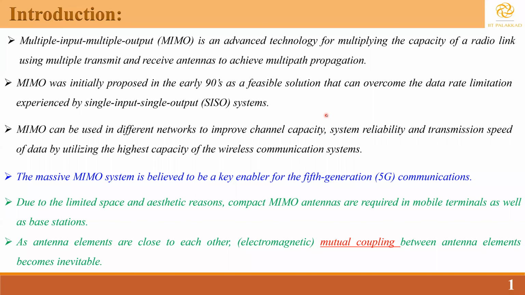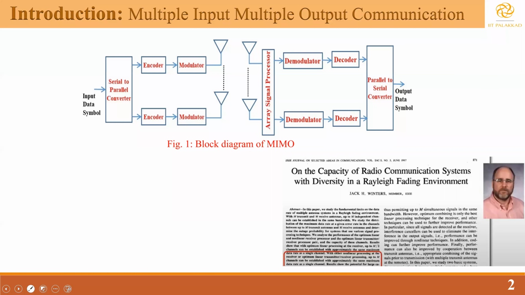If you look at this particular diagram of MIMO communication, you can see there is a transmitter and a receiver. In addition, there are the encoder and modulator for the transmitter, and the decoder and demodulator for the receiver, respectively. Now, this particular MIMO scenario came into play in the year 1987.